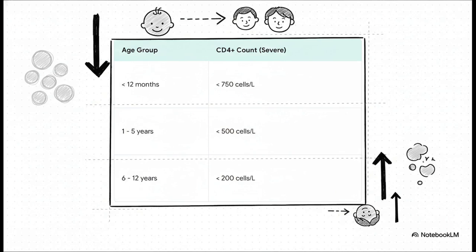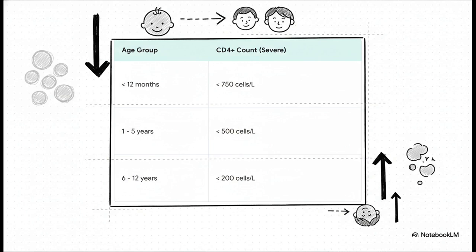Now, how do we actually measure the damage to the immune system? We count those CD4 plus cells, our generals. But here's the catch with kids. What's considered a normal count changes as they get older. An infant has way more of these cells than a 10-year-old. And that's why the definition of severe immunosuppression is totally age-adjusted.